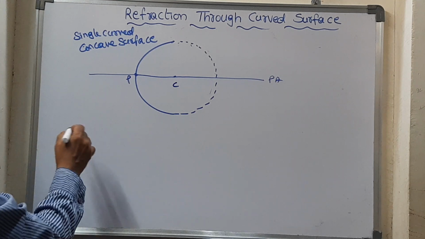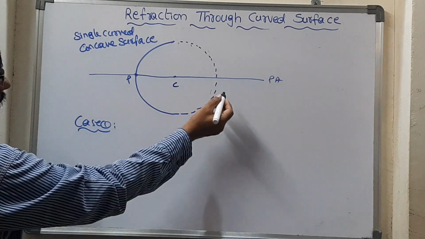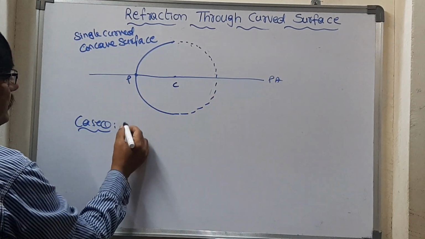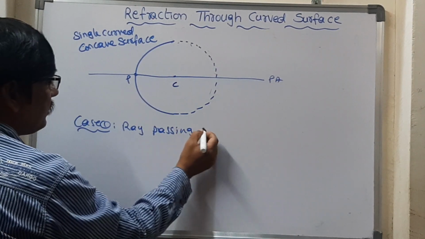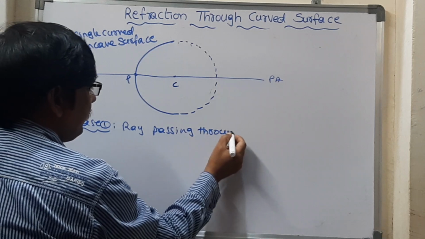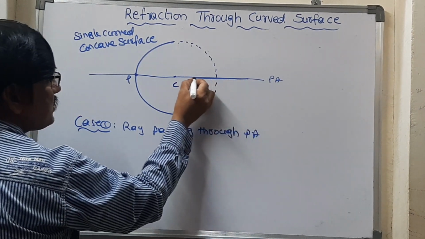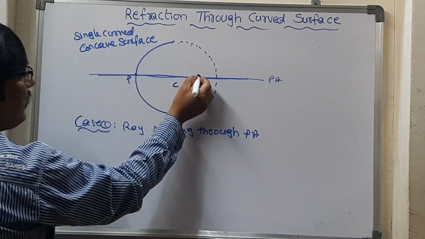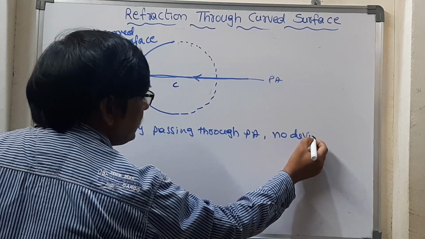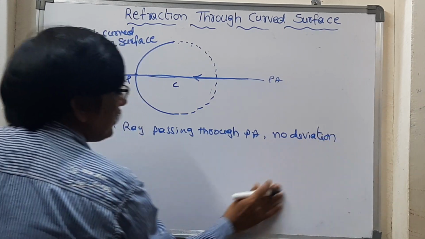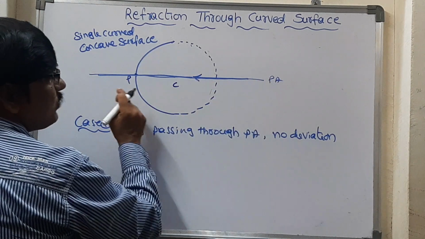Before we did the first case, case 1. What is case 1? It tells you about a ray passing through the principal axis. How will it be if the ray is passing? For example, one ray is passing towards this side. Then what will happen? There is no deviation. Did you notice any deviation? Is it deviating from its original path? No deviation when the ray is passing through the principal axis.